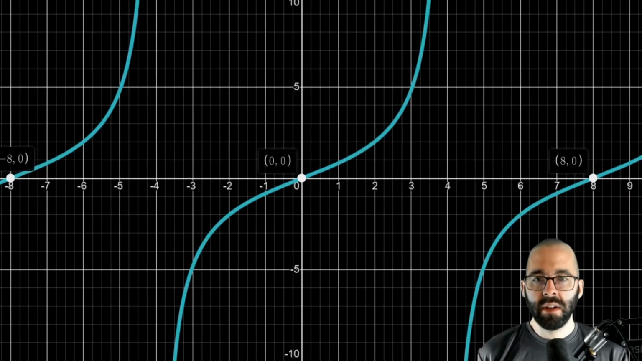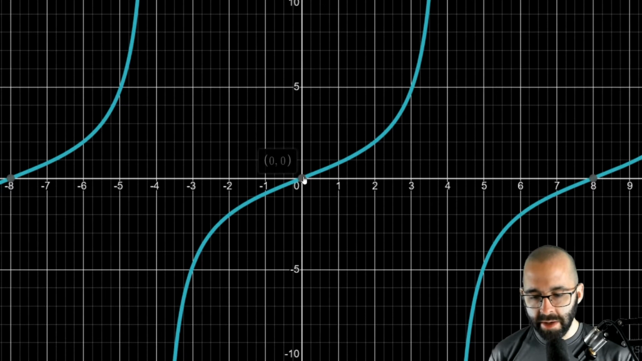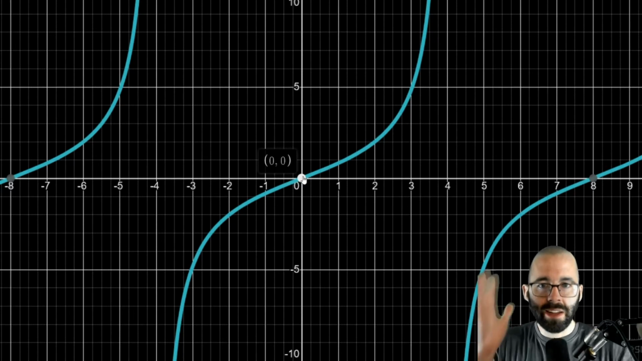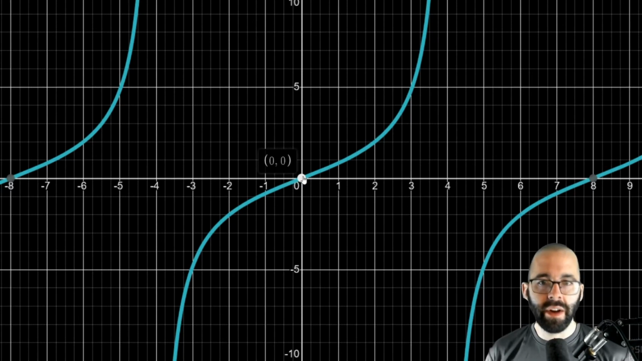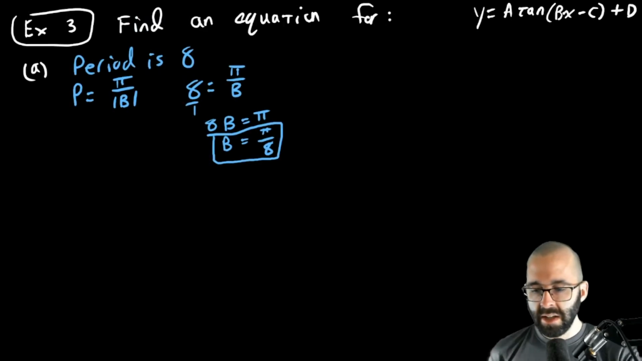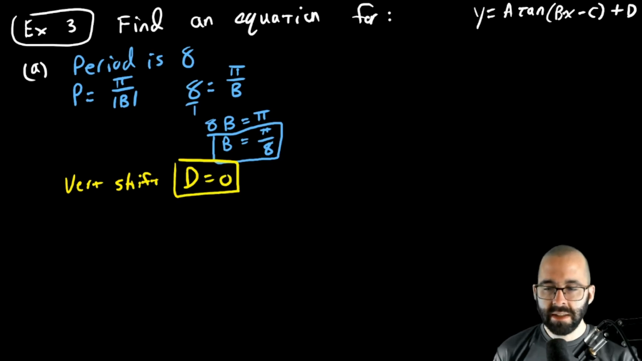Okay? Where is the middle, in a sense? And it's a little hard to see here, but it looks like the middle is just the x-axis. Okay? Notice that this does look like the middle of that piece. All right, it's functioning the same on the right as it is on the left. So our middle, our step 2, our vertical shift, there isn't one. Okay? D is equal to 0.